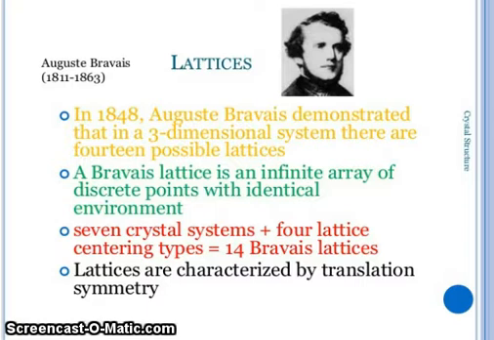In 1848, August Bravais demonstrated that in a three-dimensional system there are 14 possible lattices. A Bravais lattice is an infinite array of discrete points with identical environment. Friends, 7 crystal systems times 4 lattice centering types give 14 Bravais lattices. Lattices are characterized by translation symmetry.